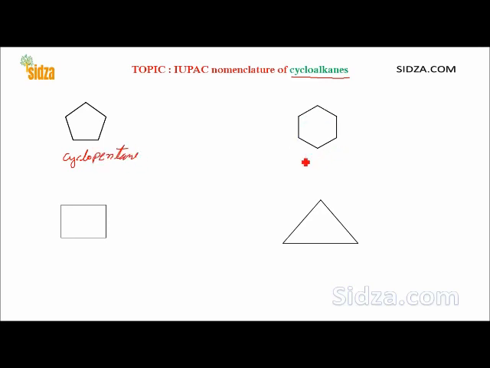Here in this molecule there are 6 carbon atoms and it is cyclic, so we use the term cyclo first, and then 6 carbons means it's a cyclohexane because they are only single bonds, right? And this one will be called cyclobutane, and this is cyclopropane.